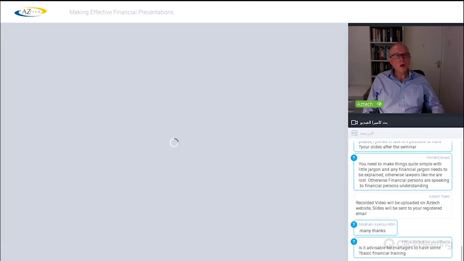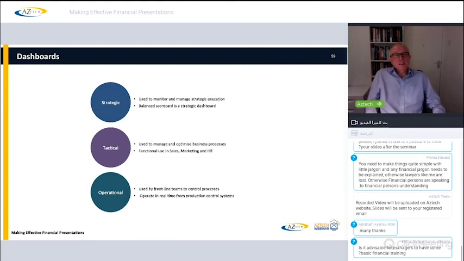One of the most effective ways of making effective financial presentations is using dashboards. We use dashboards for different things. There are strategic dashboards. If you have a balanced scorecard in your organization, that's an example of a strategic dashboard. If you're in a manufacturing environment, if you go to the production line, if you're using something like SAP, you'll find that the online processing monitors produce dashboards that tell them about real-time performance in production. We refer to those as operational dashboards. In finance, typically what we're concerned with are what we call tactical dashboards that are used to manage and optimize specific business processes. So, for example, in sales, marketing, and human resources.